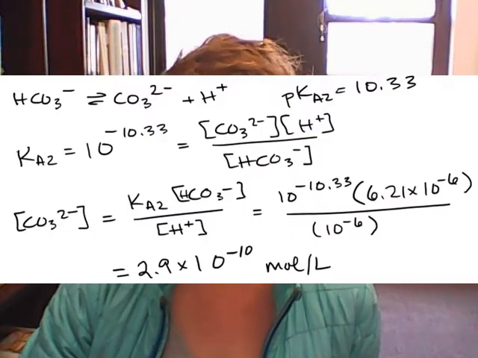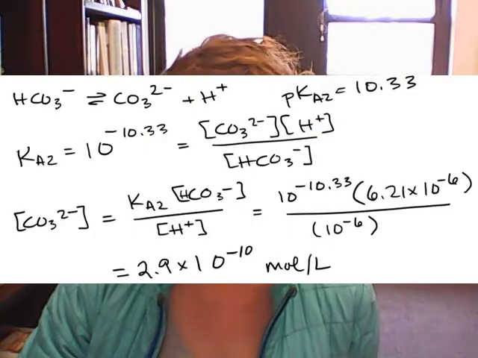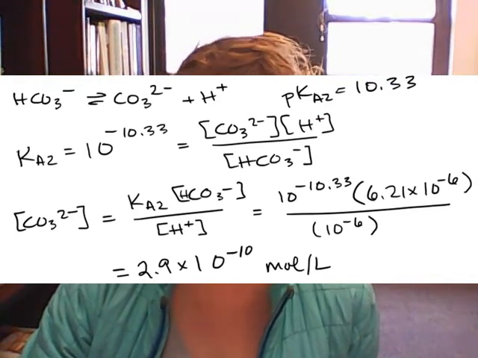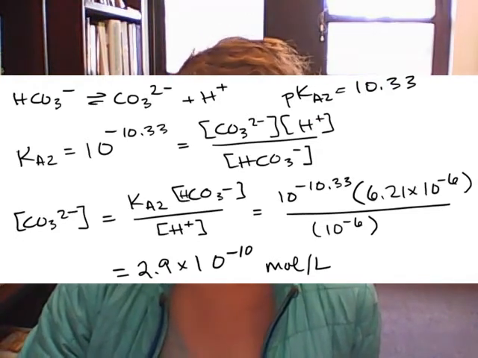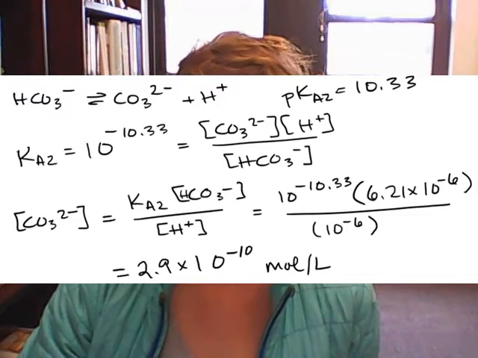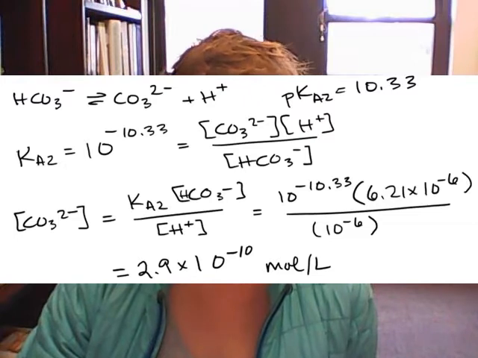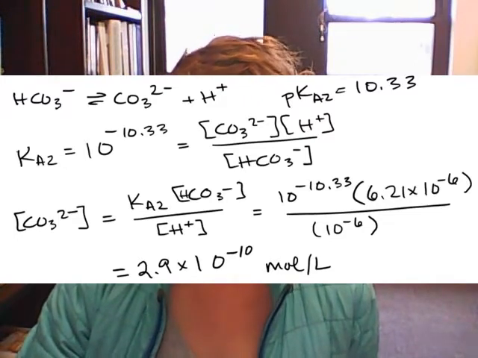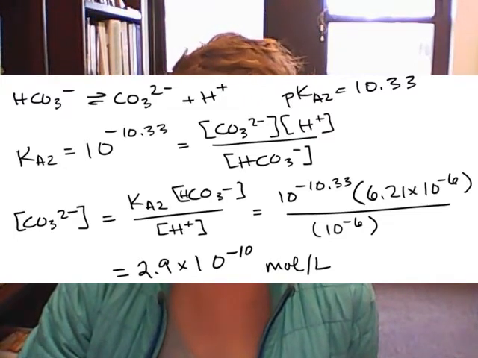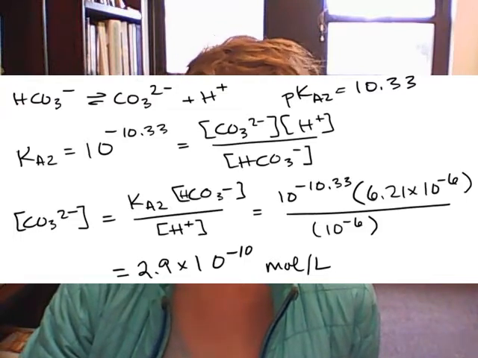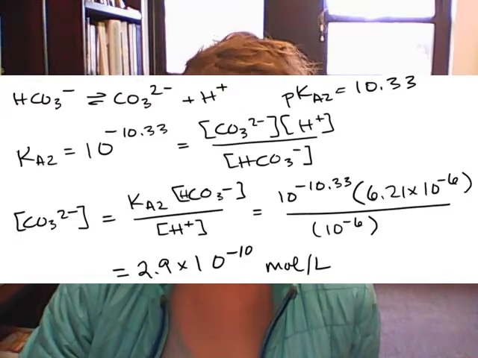Okay, finally, I'm going to use the second acid dissociation constant to calculate the carbonate concentration. So you've got two different equilibrium equations, two pKa's, and you do two separate equations. So I've set this up exactly the same way as previous. I've got our Ka equals 10 to the negative pKa, or 10 to the negative 10.33. And then I've rearranged for carbonate and solved it for 2.9 times 10 to the negative 10 moles per liter.